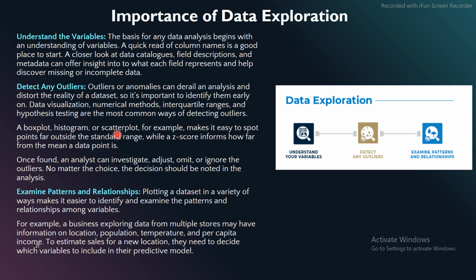And also you can examine the patterns and the relationships. So if your data is scattered at center, let's say, it means your data has some high correlation, okay. If it is totally scattered, it means your data doesn't have any correlations, and the data is more variable, right?